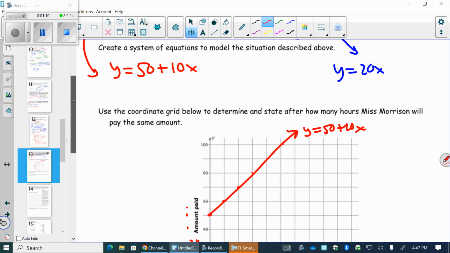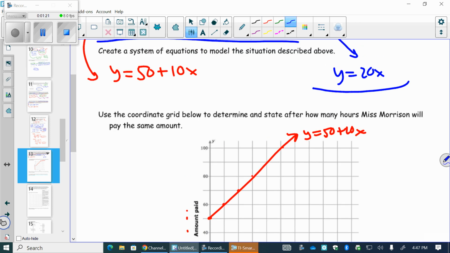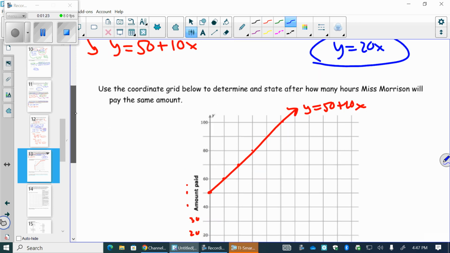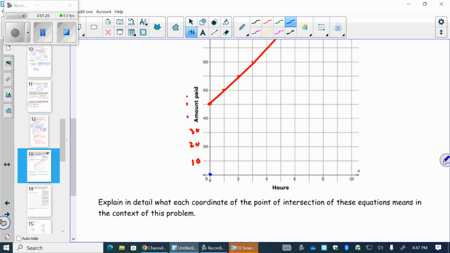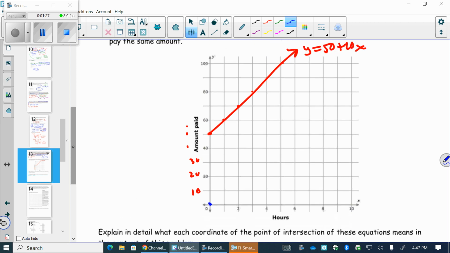The other graph, this one here, has a y-intercept of 0, but goes up by 20 every time. So it's going to start here and go up 20 over 1, 20 over 1, and so forth. And what you'll notice is, if these two graphs meet up, here's y equals 20x, you meet up right here at this point, which is 5 hours and $100. So the point 5 comma 100 is the solution.